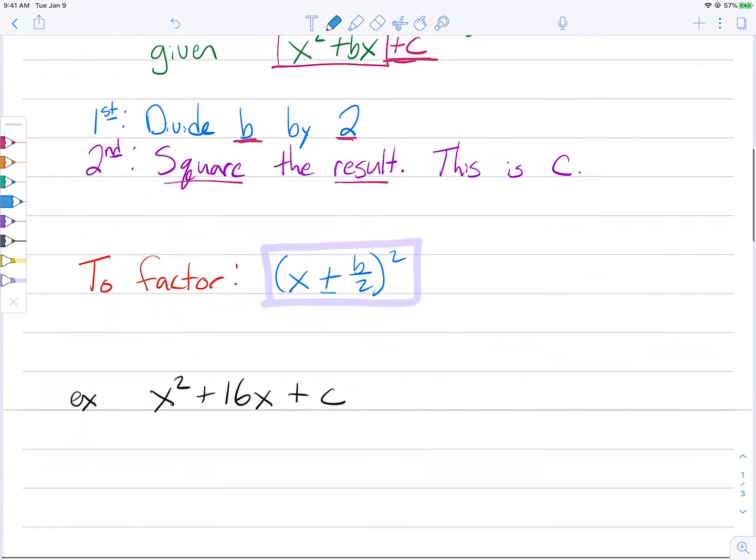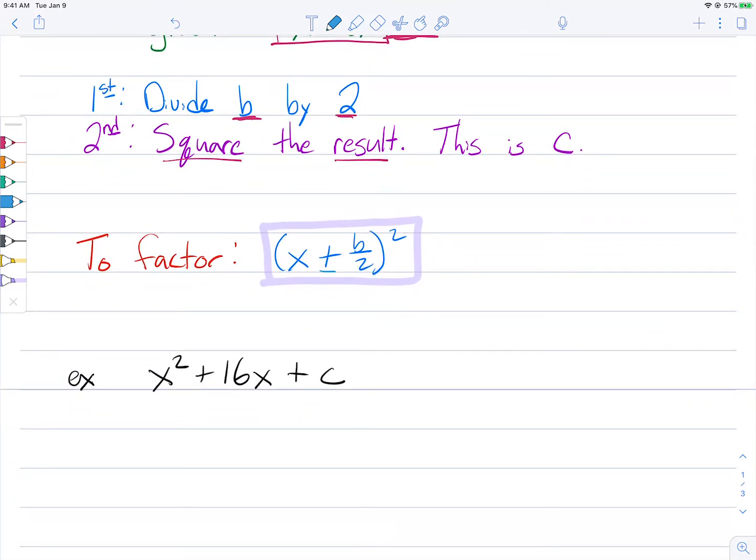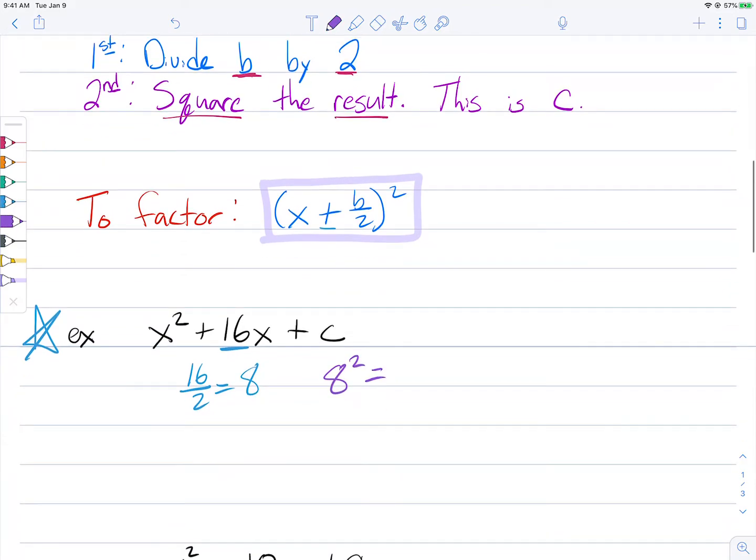So let's see how we can use this. It says first, divide b by 2. b is always the number in front of x. So on this problem down here, b is 16. So I'm going to go 16 divided by 2, and I'm going to get an 8. Then step 2 says to square that. So 8 squared is 64. So that means that my constant, which belongs right there, is a 64. So I could rewrite this as x squared plus 16x plus 64.